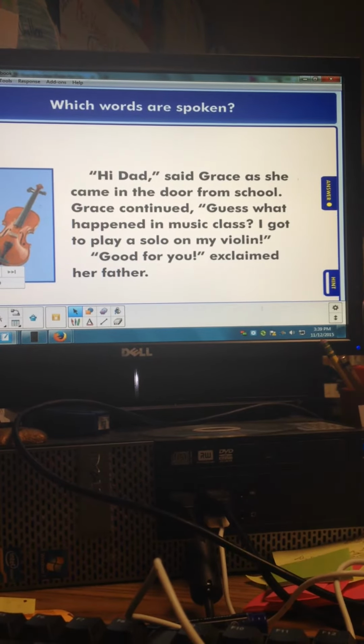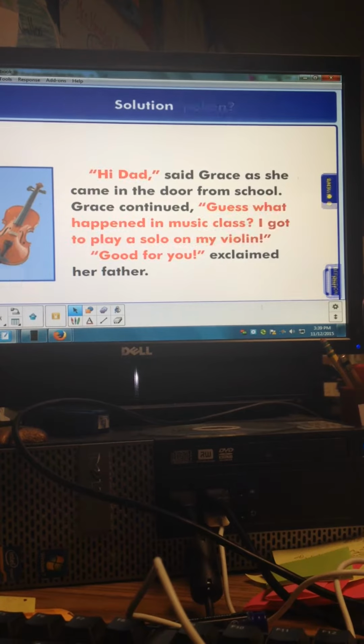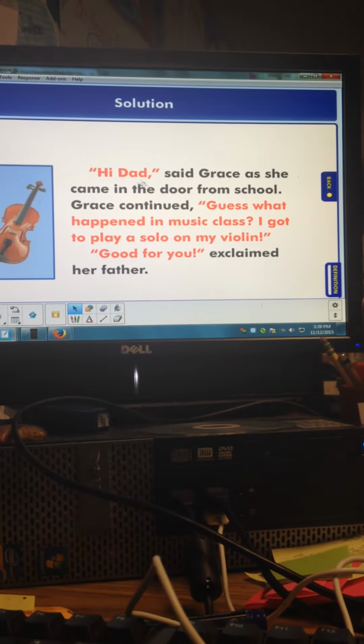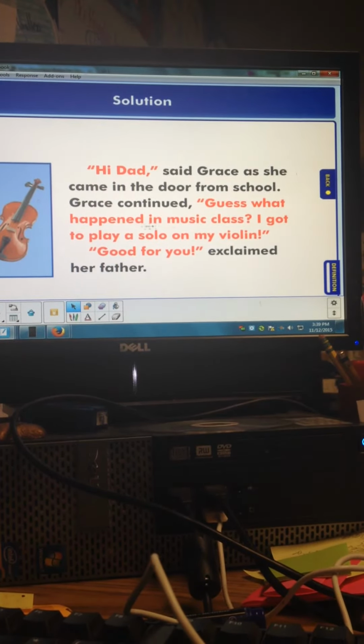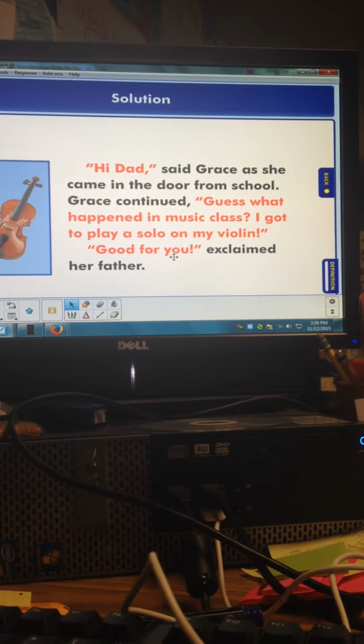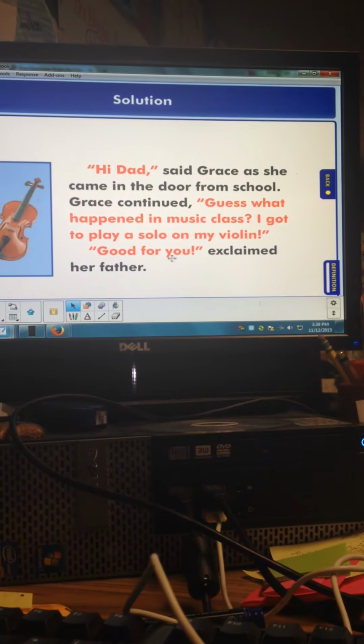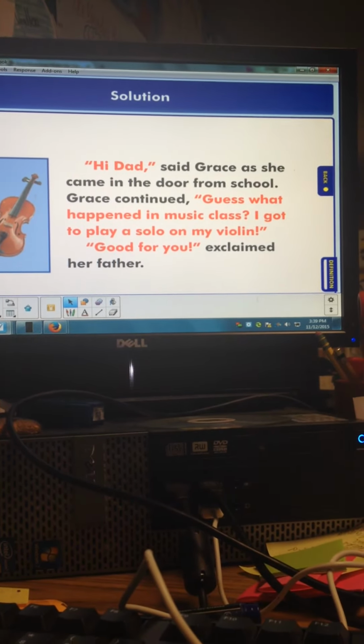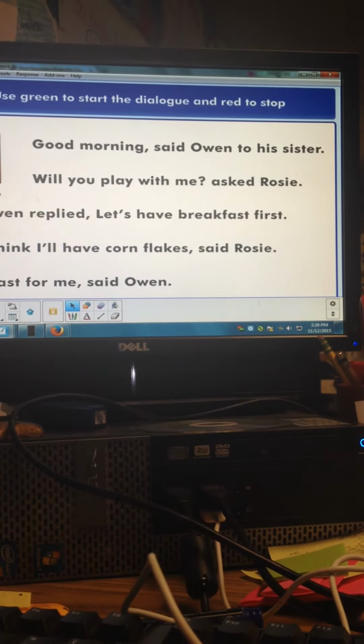Well, if you said those that are in quotes, you are right. "Hi, Dad. Guess what happened in music class? I got to play a solo on my violin." "Good for you." Those are the words that were actually spoken out loud. That's why they're in quotation marks.